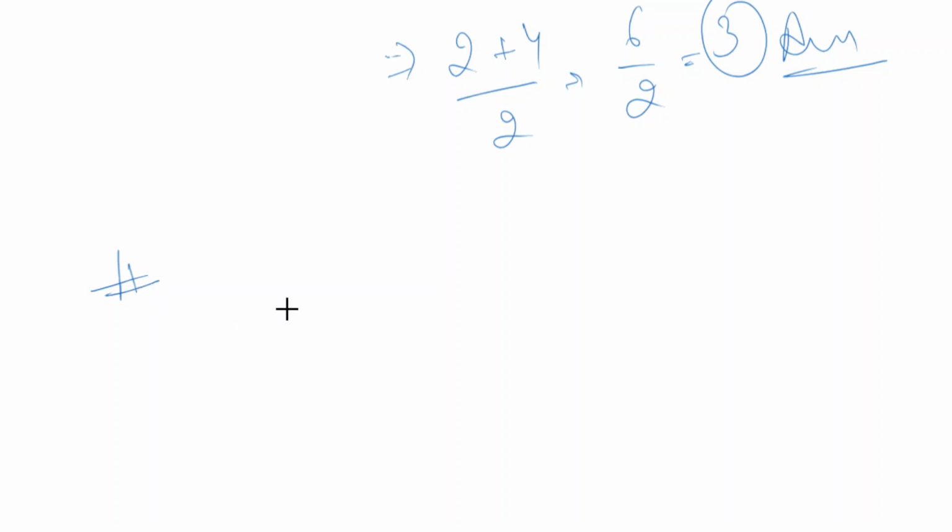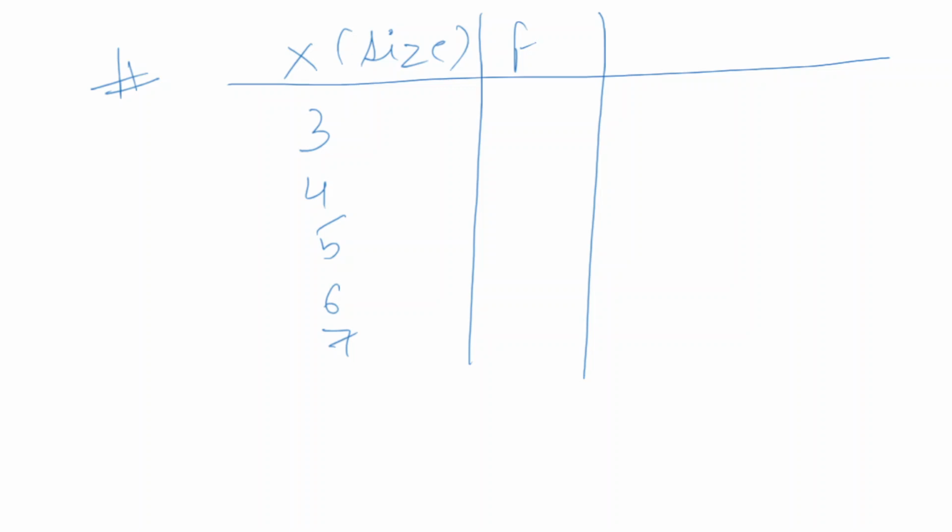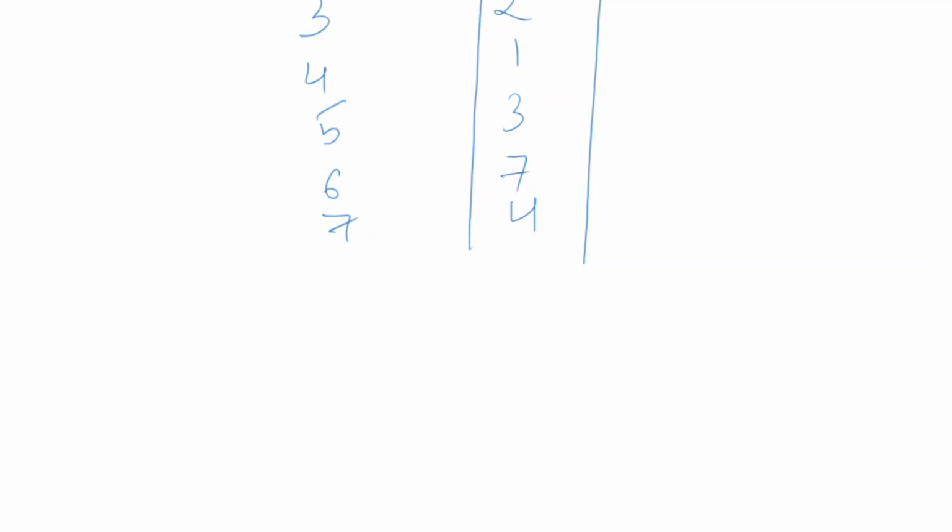Okay, I am writing one discrete example where the value for x, that is the size, stands like 3, 4, 5, 6 and 7. And then their frequency, as we know that in a discrete series we have frequency also. So the frequency for them is 2, 1, 3, 7 and 4. Right, now how to calculate it in a discrete series?